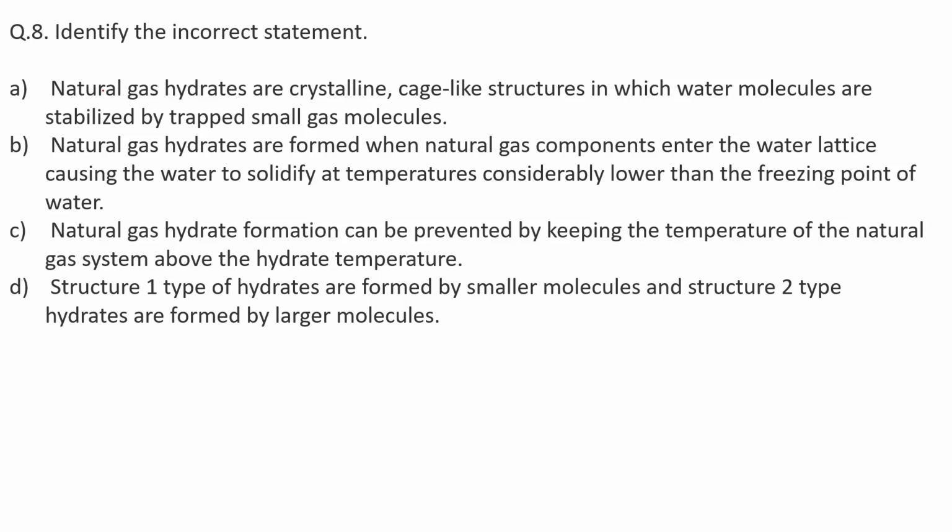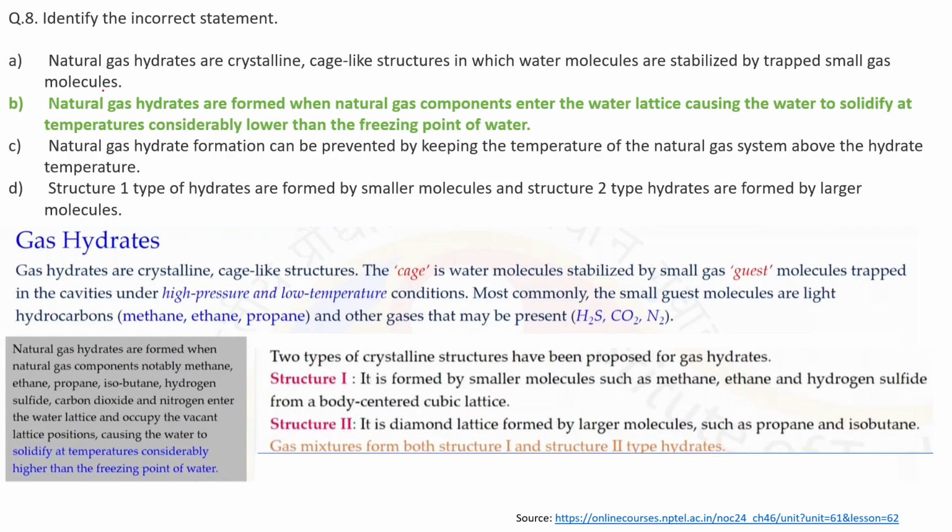So all these statements are talking about natural gas hydrates. So we will see from the theory of natural gas hydrate. Gas hydrates are crystalline cage-like structures. The cage is water molecules stabilized by small gas molecules trapped in the cavities under high pressure and low temperature conditions. Most commonly, the small gas molecules are light hydrocarbons, methane, ethane, propane, and other gases that may be present, H2S, CO2, and N2.